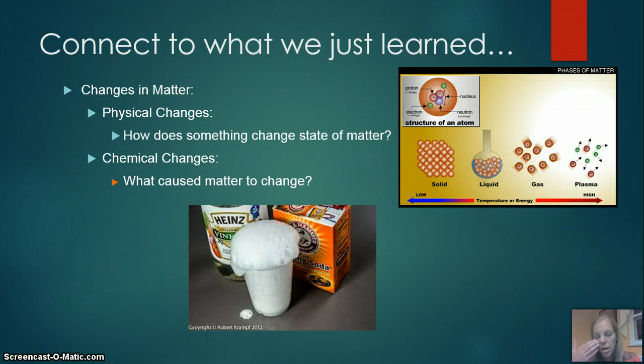Chemical changes. What causes the matter to change in a chemical reaction? And it is the movement of electrons, the sharing and stealing of electrons between atoms. So again, that is a form of energy.